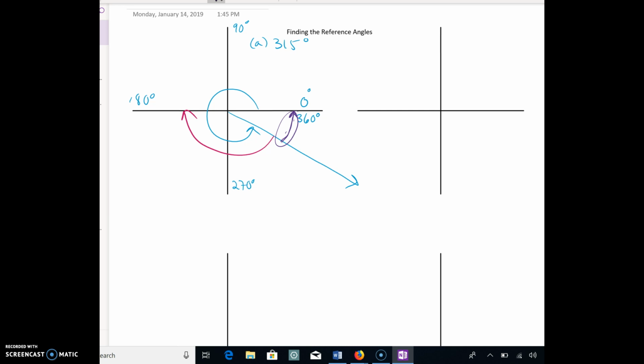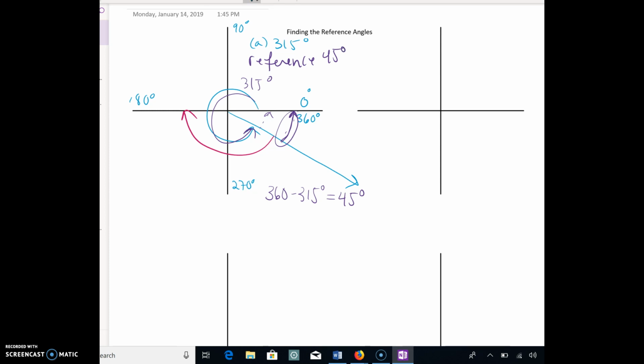So we're over here at 315 degrees, and we want to figure out how many degrees we have to travel to get back to that 360. Well, to close off that circle, we have to travel 360 minus 315 degrees, which is the same thing as saying 45 degrees. So that means if we have an angle of 315 degrees, we have a reference angle of 45 degrees.